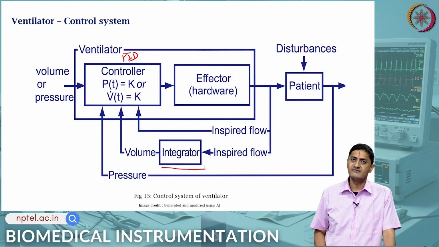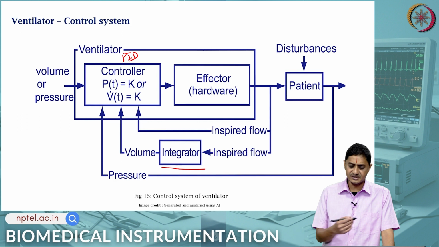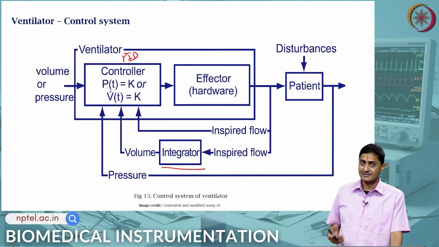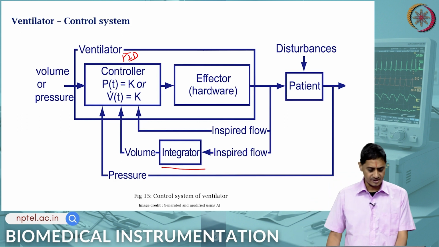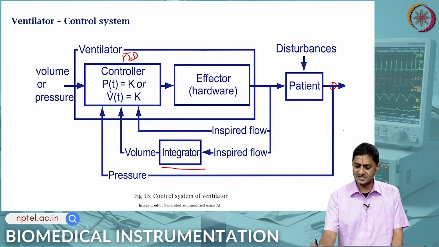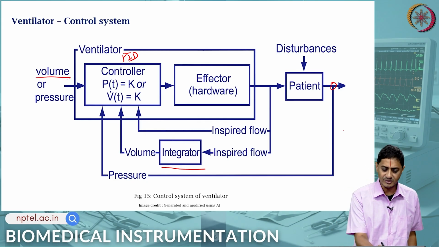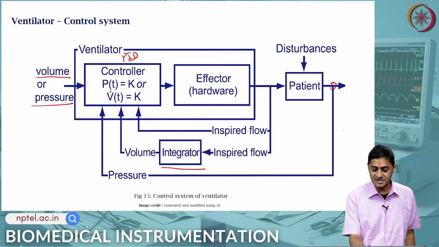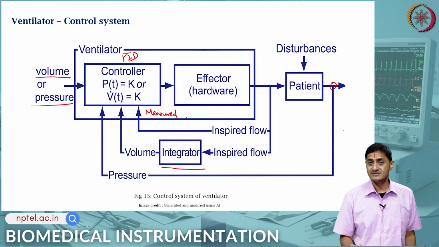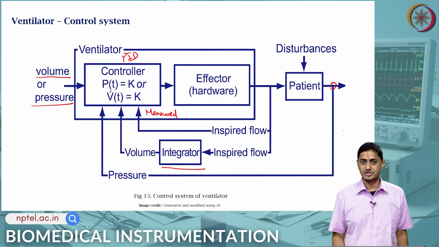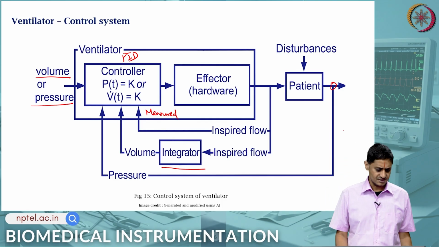Note that V dot is flow. So, if you integrate this over time, you get the volume as the input to this controller, and the pressure that is actually measured at the patient end is also given as an input to the controller. So this is the set volume or the set pressure. These are the measurements, the measured volume and the measured pressure. Then the controller acts on this.